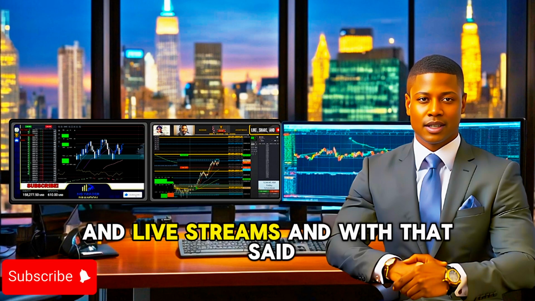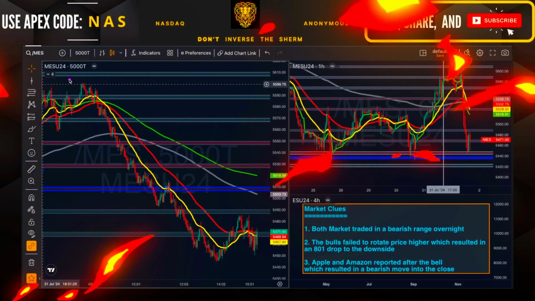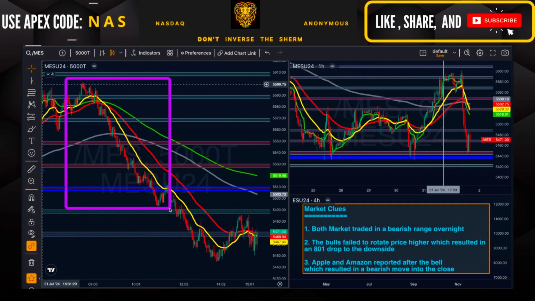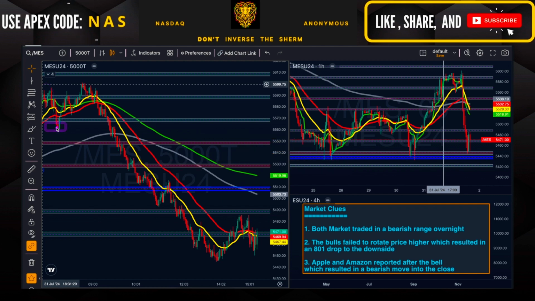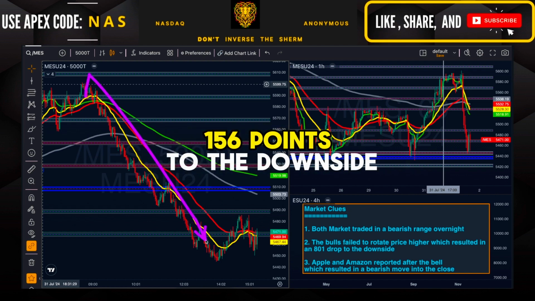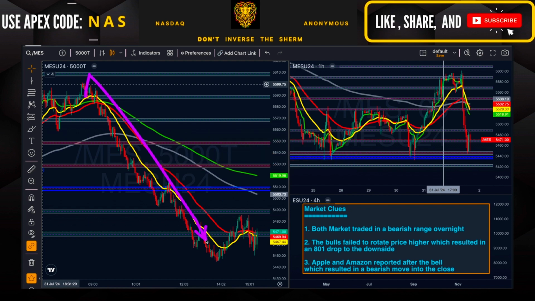And with that said, let's jump into an ES chart. This is an ES chart, and this is the block of price action that we traded during today's stream. And just like the NQ, during the overnight session, price dropped 35 points before the bulls were able to find support and made an attempt to retest these highs. However, the failure to rotate price higher resulted in the market dropping 156 points to the downside, which continued until the final hour of the trading session.